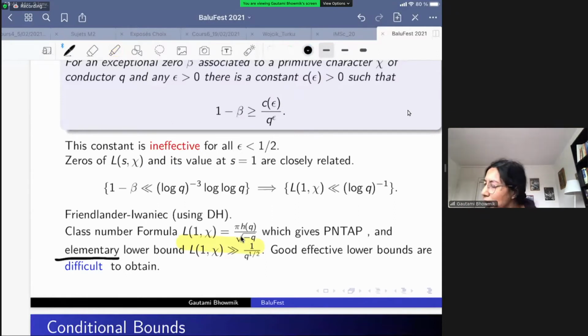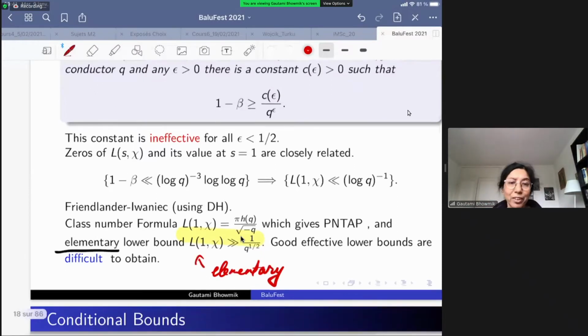However, the good effective lower bounds are very difficult to get, yeah? You are looking for two things: it's good and it's effective. You can't quite just sit down and feel very bad about it. So this is elementary. There are some improvements, but usually under some conditions. So I want to talk about some of these conditional bounds.